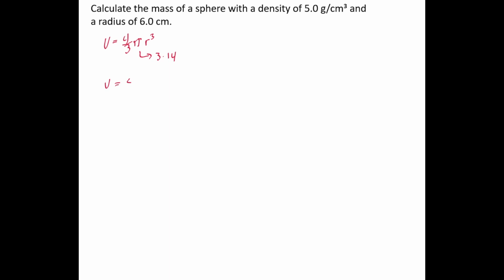So V is equal to 4 over 3 multiplied by 3.14 times our radius, which is 6. So let's take the cube of 6 cm. Okay. Let's have it one by one. So let's have the cube first. So let me write down 4 times 3.14 multiplied by the cube of 6.0 cm, right? And then divided by 3. So that's where the 3 of 4 over 3 will go.